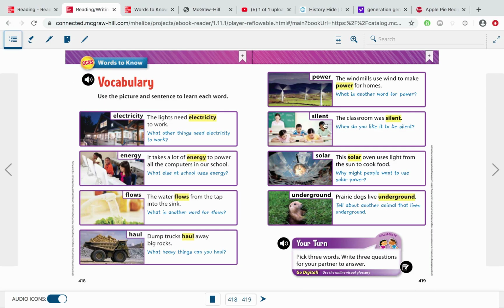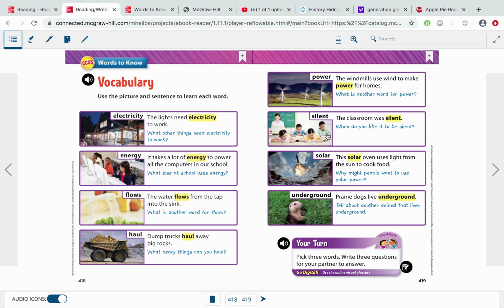All right, this next word is silent. I know the I is long because I see a pattern. Vowel, consonant, vowel. It does follow the rule on this one. Silent. The classroom was silent, which doesn't happen very often. I sometimes feel like if you have a silent classroom, there's not much learning going on. But silent is important when listening, I suppose.